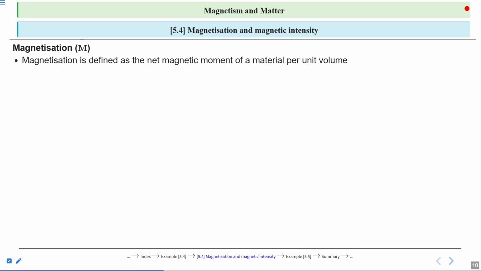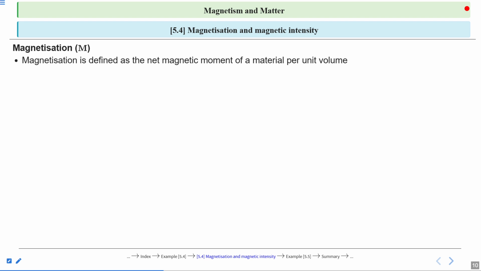Now the first one is magnetization. There are two main basic terms: one is magnetization, another is magnetic intensity. You have to remember the difference between these two. So what is magnetization? We are going to use that word widely. Magnetization is defined as the net magnetic moment of a material per unit volume.